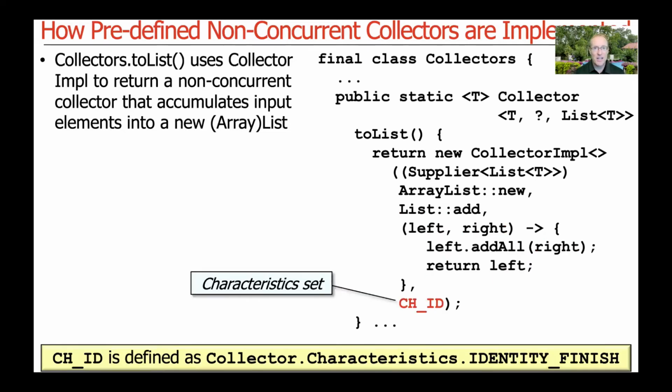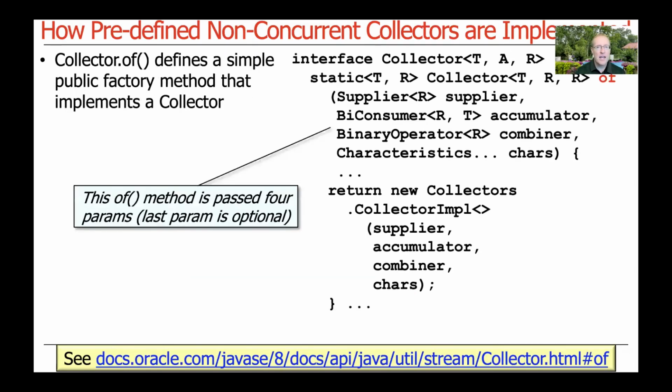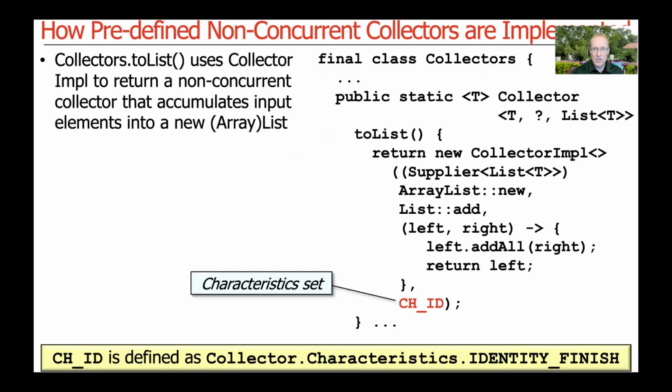And then finally, we have the characteristics set, which in this case is just a short static shorthand, if you will, for Characteristics.IDENTITY_FINISH. So the Java class library is using CollectorImpl internally to make these different kinds of collectors very quickly and easily. However, all this stuff that we just talked about is all private. You can't do this directly.